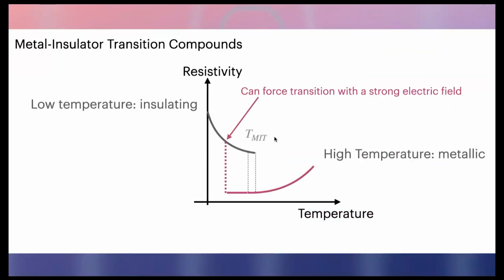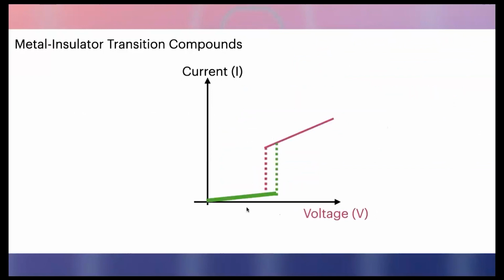you can force a transition with a strong electric field. If you want to build an electronic device, it wouldn't be very useful if the only way to force a transition would be with temperature. So if you're in the insulating regime in a material, if you apply a strong electric field, you can often drive it into a metallic phase. So you have something like this.